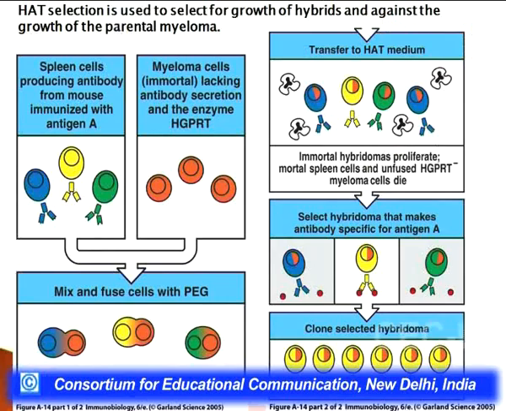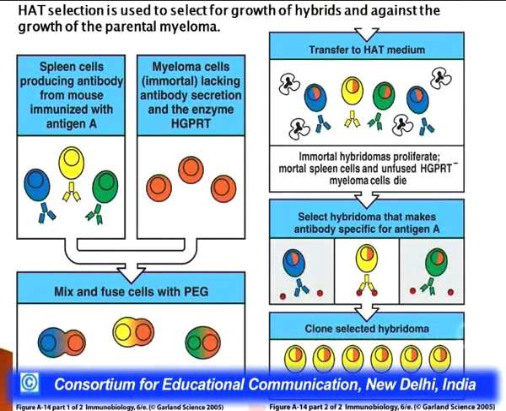HGPRT is hypoxanthine guanine phosphoribosyl transferase enzyme, a very important enzyme which utilizes hypoxanthine and guanine, which along with 5-phosphoribosyl phosphate leads to the formation of inosine monophosphate and guanosine monophosphate, very important nucleotides. Now, this HGPRT is very important to utilize hypoxanthine and guanine and convert it into nucleotides IMP and GMP. Now, the myeloma cell line is lacking in antibody production, and it is also lacking in HGPRT.